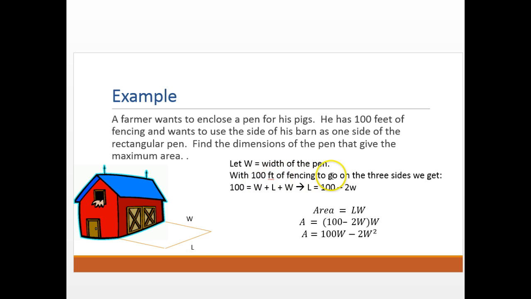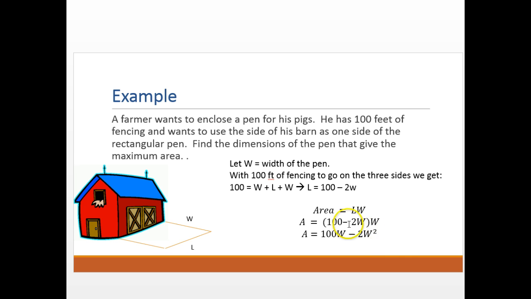So with 100 feet of fencing to go on the 3 sides, we get 100 is W plus L plus the other side, the W. So therefore L is 100 minus 2W. We know our formula is area is length times width. So area is (100 minus 2W) times W. And if we distribute this, we get area is 100W minus 2W squared.